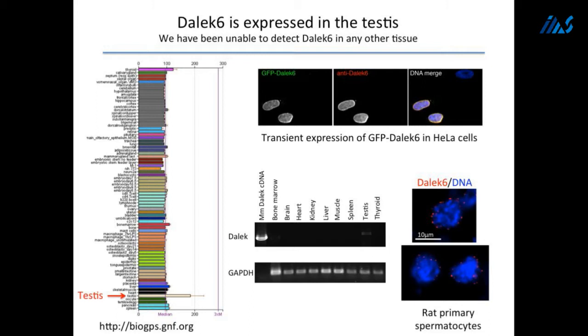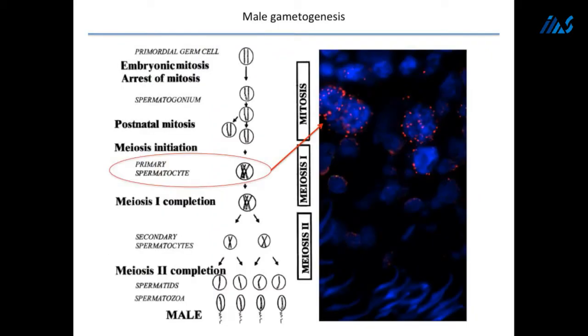Well, it turns out the only place we could basically find it was in testis. You recall in HeLa cells, it localizes very nicely to the nuclear periphery, pretty much like any other nuclear envelope protein that we've looked at. However, in testis, and in particular in spermatocytes, we find it, sure enough, in the nuclear envelope, but in these little patches. So what might it be doing?